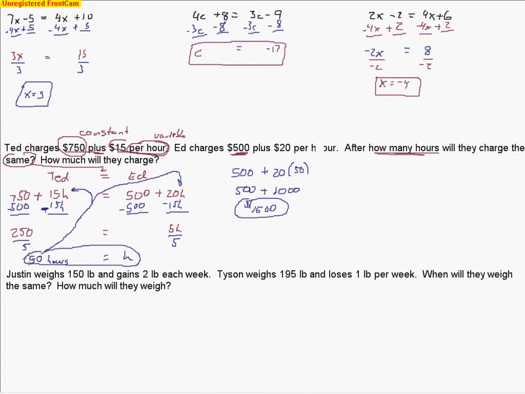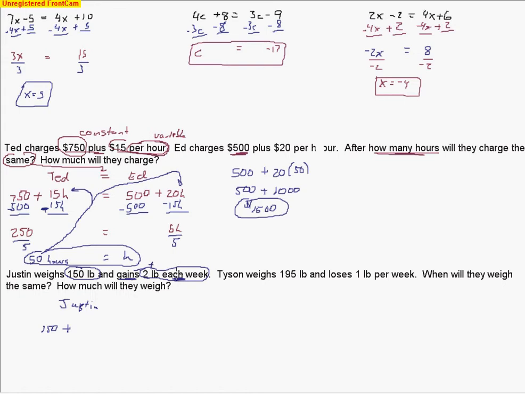Well, the next problem is very similar, just different words. Justin weighs 150 pounds and gains 2 pounds each week. So this is our constant. This is our starting point. So we'll write down Justin is 150 pounds and he gains. Gains means add, so we're adding here. 2 pounds each week. Again, each week is kind of like per week. This typically tells us that we're dealing with our variable when you see the word each or per.